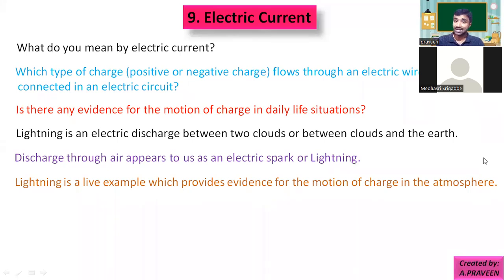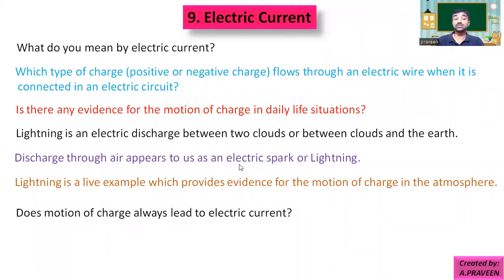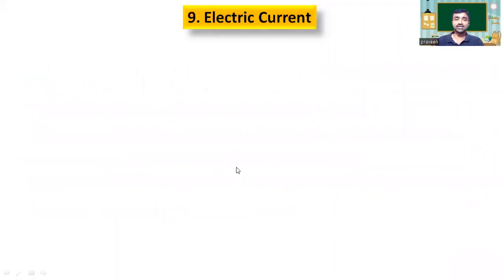Then we are entering into our actual topic. What is our actual topic? Here, does motion of charge always lead to electric current? Does motion of charge always lead to electric current or not? So let us understand by an activity.